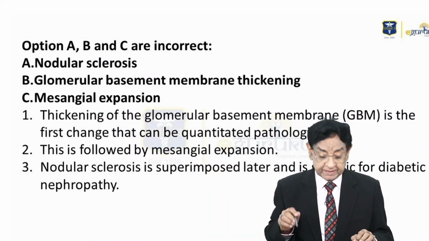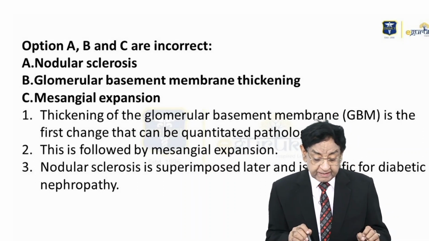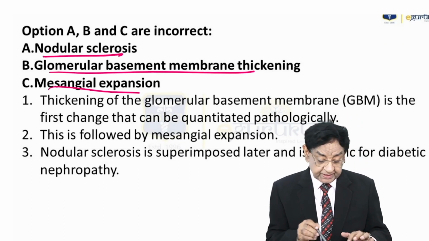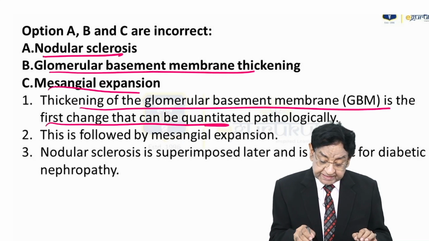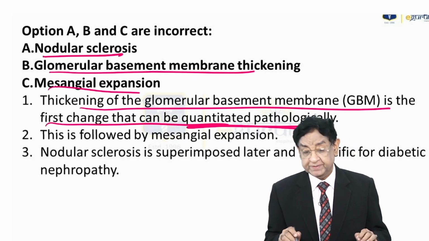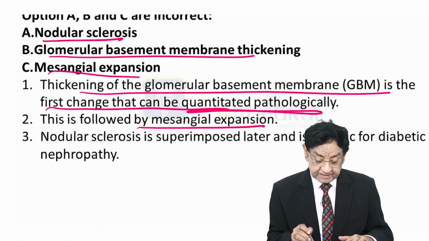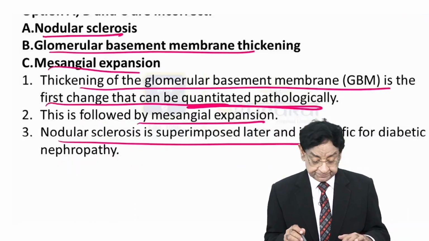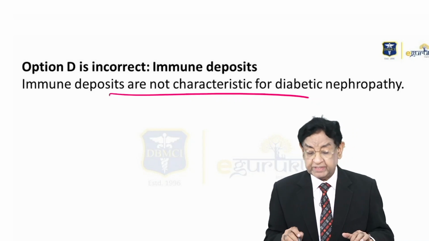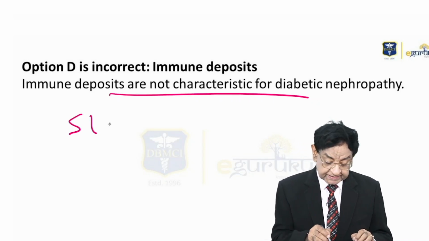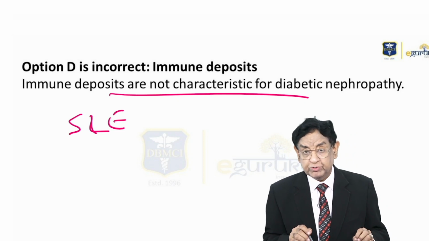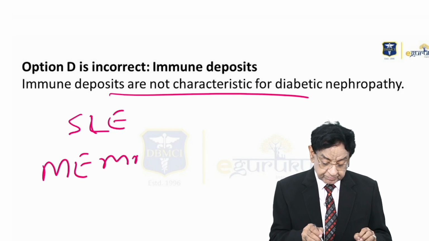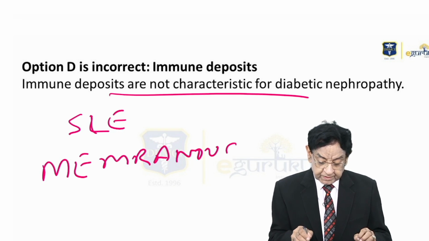Now let's look into the other options A, B, C. So now we are clear about it. They are the ones which come later on. Thickening of GBM is the first change that can be quantified pathologically. It's followed by mesangial expansion, and nodular sclerosis is superimposed later on, as we discussed. The first thing is hyperfiltration. Immune deposit is not a feature of diabetic nephropathy. It is seen in conditions like SLE, which is in fact an autoimmune disease. Otherwise, immune deposition can occur in membranous glomerulonephritis.